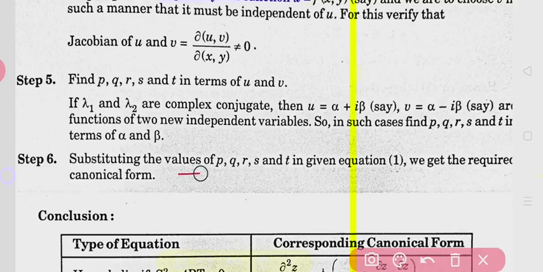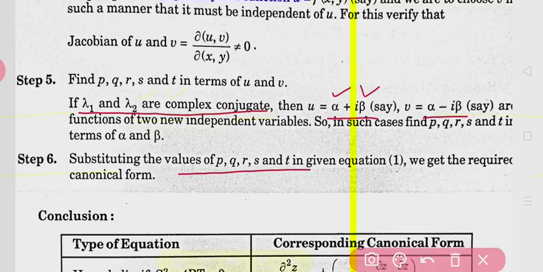Right? This is there. In some cases, suppose lambda 1 and lambda 2, which were your roots above, if they come out complex, complex roots, that means one root will be alpha plus iota beta, because complex roots are always in conjugate pairs. Alpha plus iota beta, second will be alpha minus iota beta. Say this is u, this is v. So what you have to do, then two new variables come, alpha and beta.